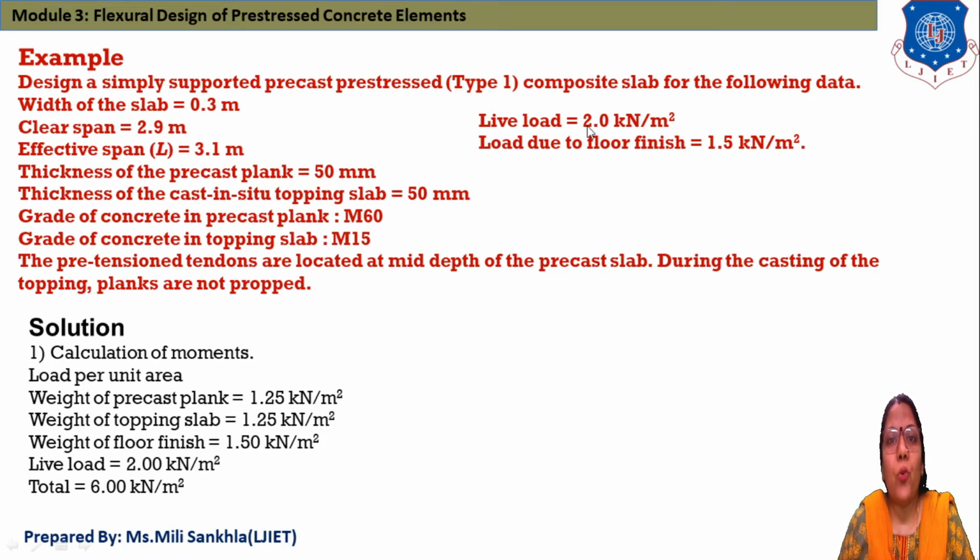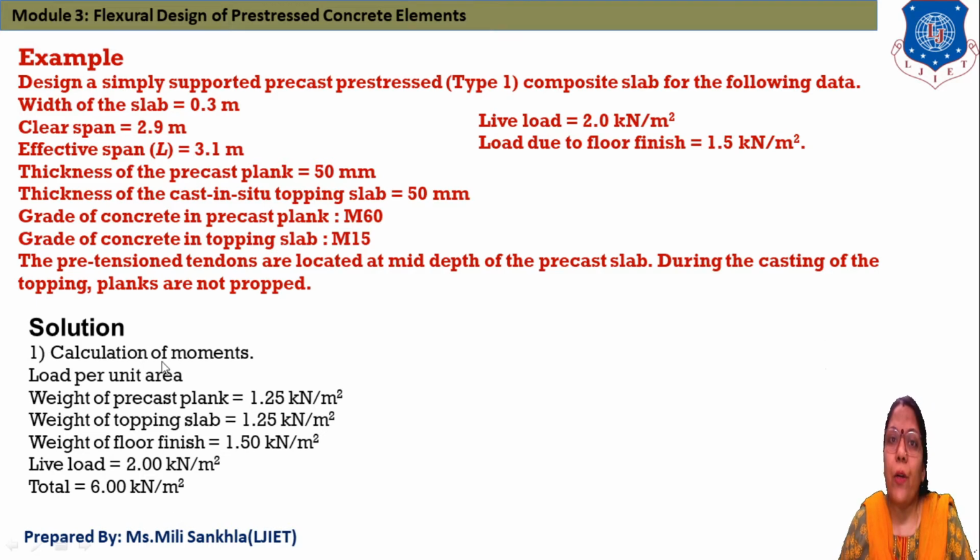Live load is 2 kN per meter square and load due to floor finish is 1.5 kN per meter square. Here the pre-tension tendons are located at mid depth of precast slab. During the casting of topping, the plank is not propped. That means this is the case of the unpropped method. Now we design the one-way slab for composite structure.